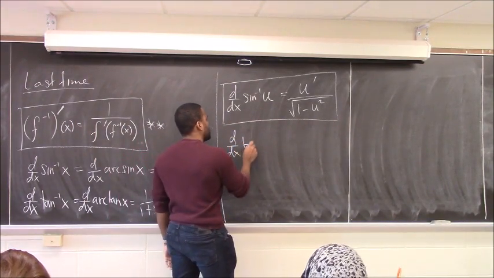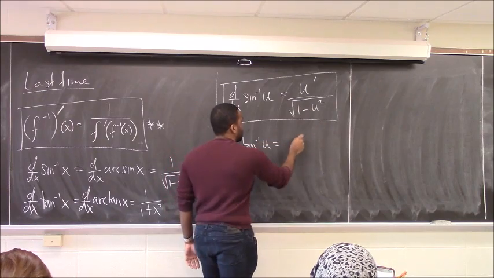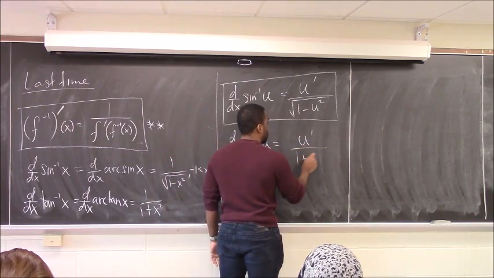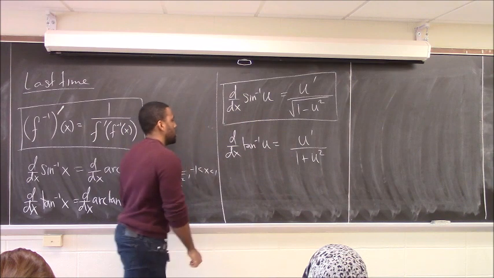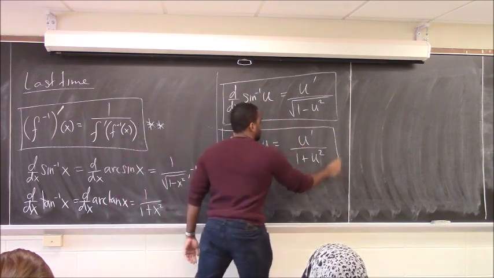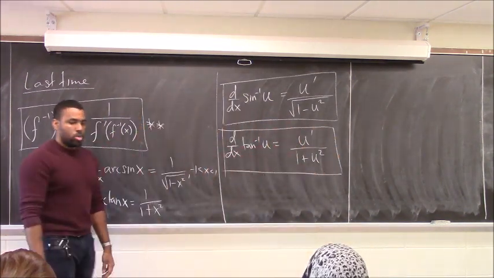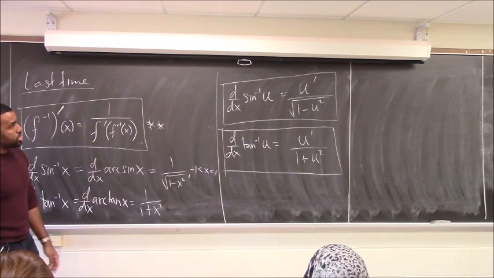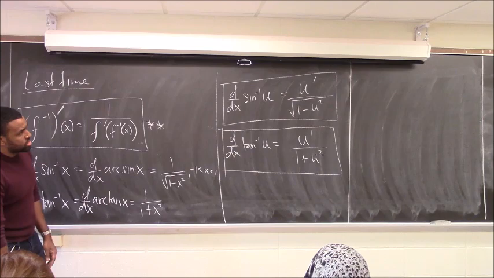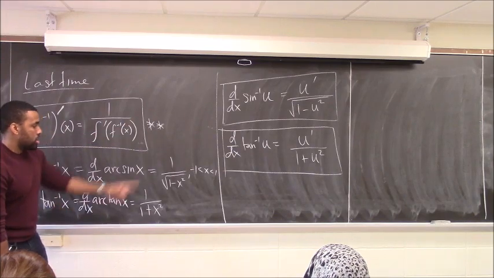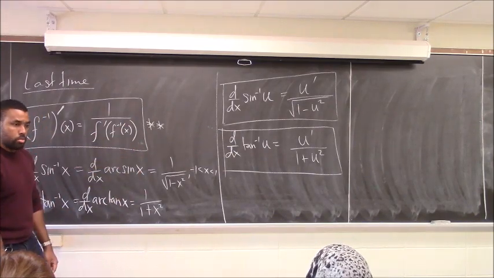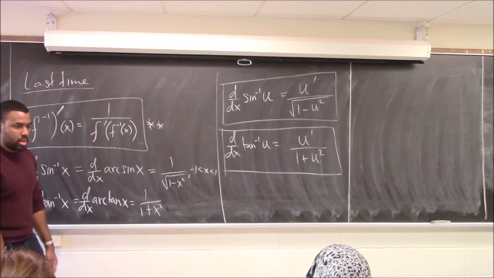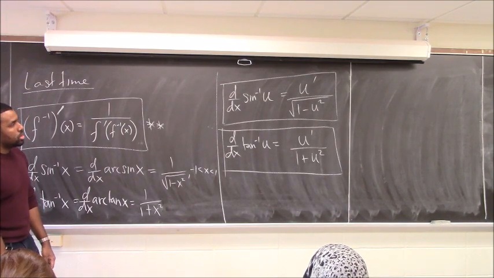Similarly, the tan inverse of u, the derivative of that is going to be u prime over 1 plus u squared. So I'd probably remember those functions. They deal with the general case, including the basic case here, because if your u is just x, your u prime would be 1, and you recover these formulas here. So probably I would memorize those if I had to memorize only 2 of these.